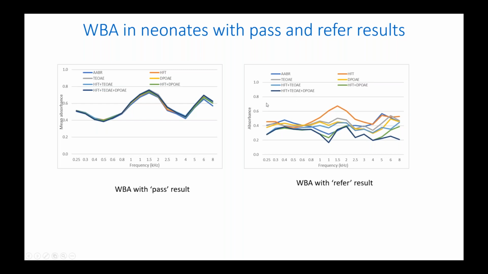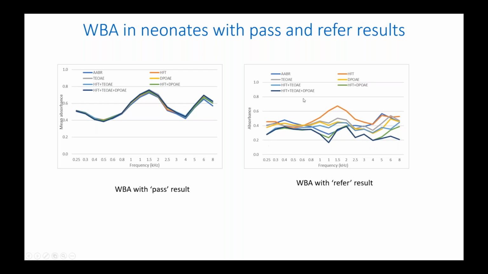But as you make the reference standard testing criteria a bit stricter, that is, if you include the high frequency tympanometry and the TEOAE or DPOAE as your reference test, you see that the infants who refer in these tests, who do not pass these tests, have a much lower absorbance compared to the ones that have passed. So you can see there's a huge difference between the infants who pass their newborn screening versus those who refer in the newborn screening test.